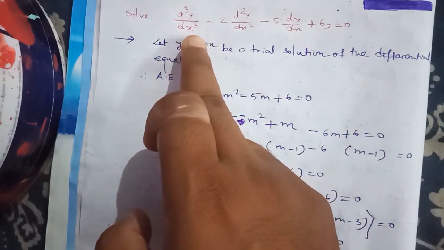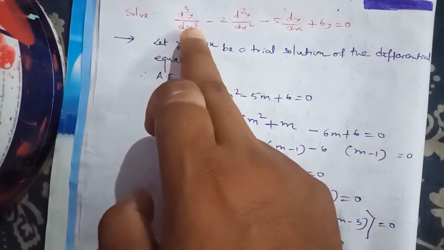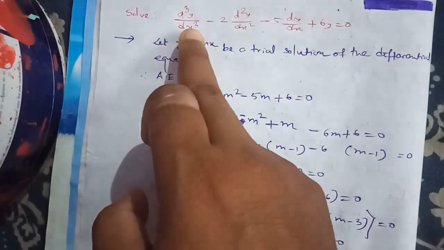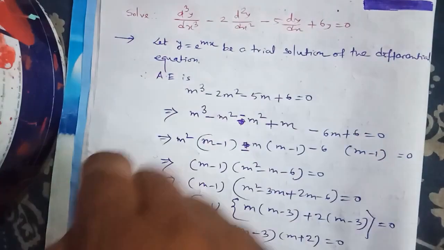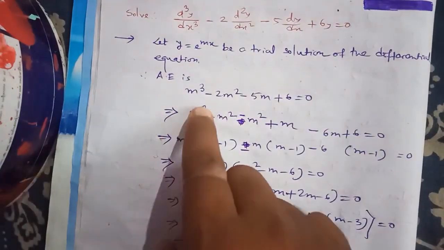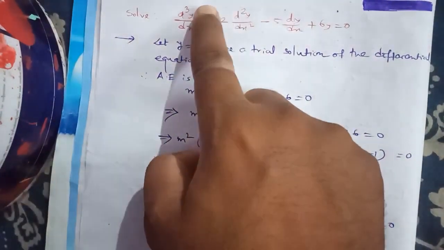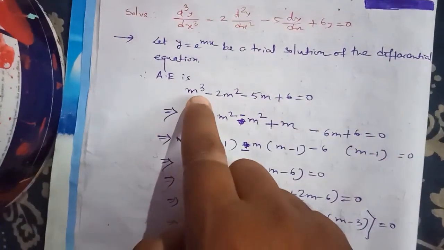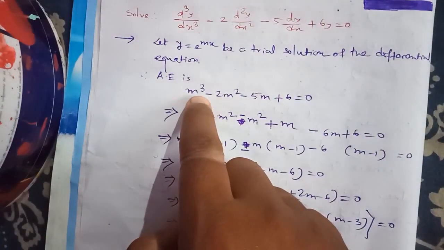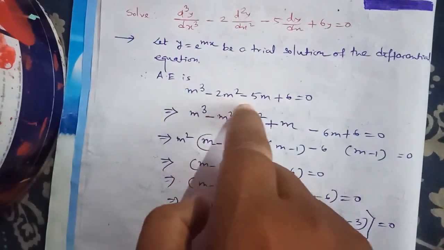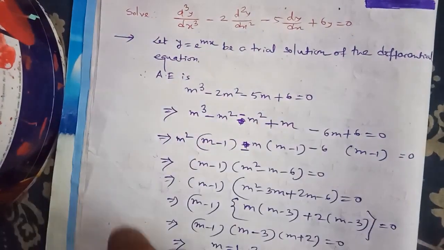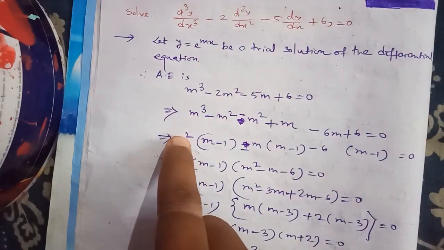Whatever the order of the derivative is here, third order derivative here, second order derivative here, first order derivative here, the degree of m will be that much. Here it is the third order, since d³y/dx³ means three times derivative. So here it is m³ − 2m² − 5m + 6 = 0. So we will solve it.